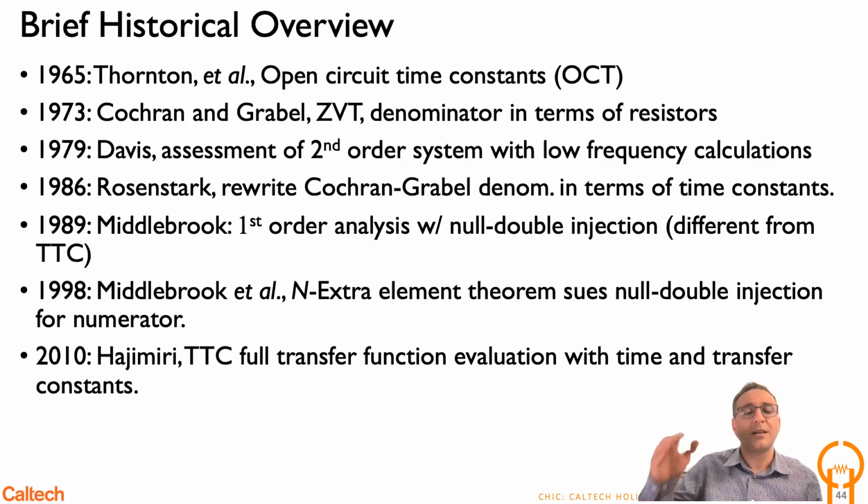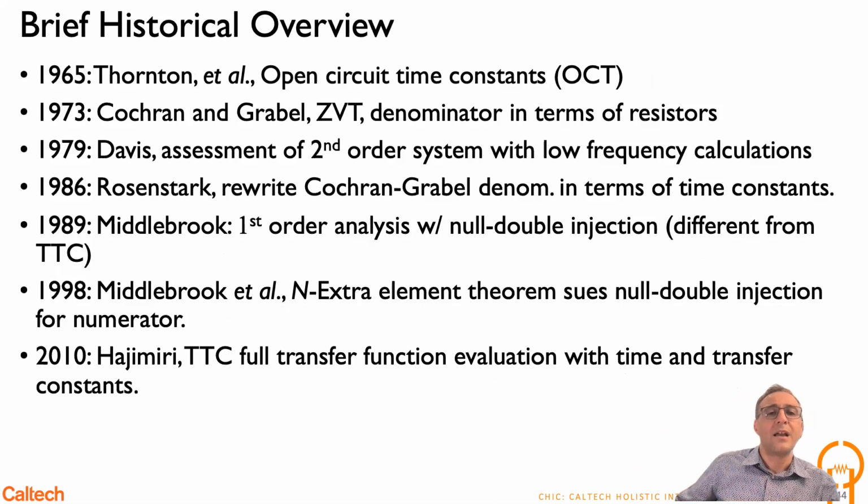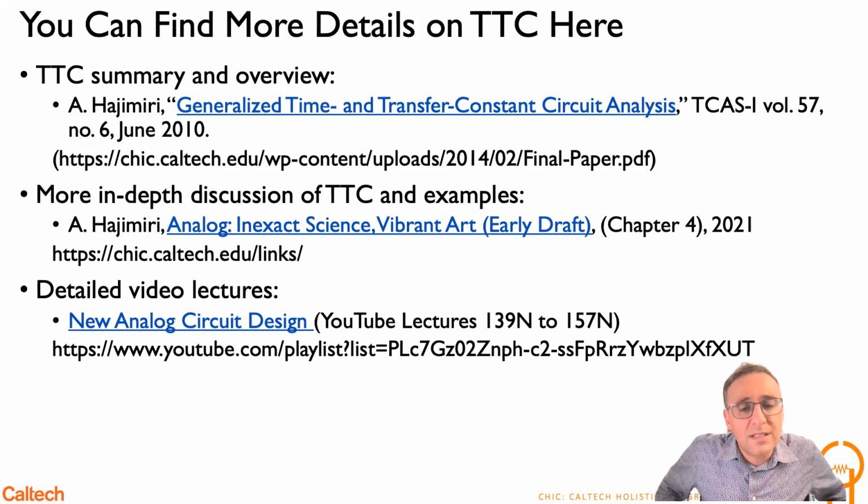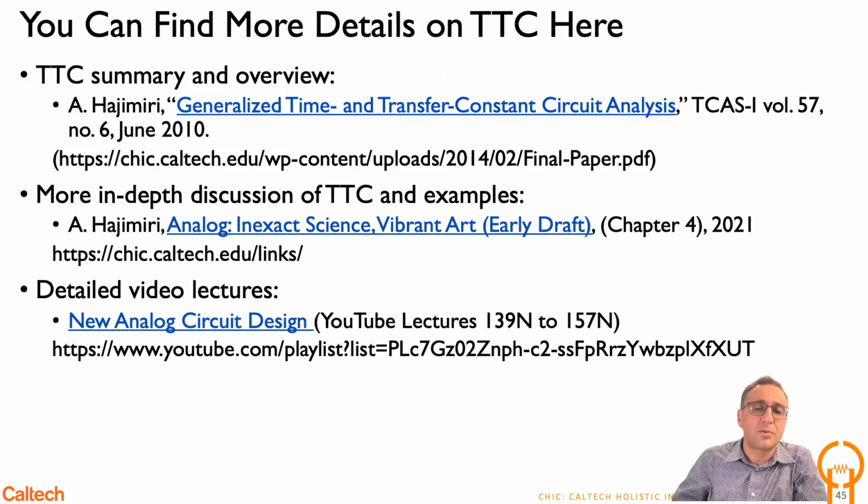A little bit of a historical overview for those of you who are interested in the development: these things happened at different times, and they were generalized, and there were alternative paths like Middlebrook's N-extra element theorem, which is different from what we are using here, and then the generalized TTC that we're talking about. If you are interested in more details, there are several resources. There's that paper on the top, which goes into the proofs of these things and also shows some more examples. If you want to see more examples, you can look at this document here, chapter 4. There are a lot of examples in it. And there are also several videos that go into details of these examples and a lot of other examples, if you have more interest.